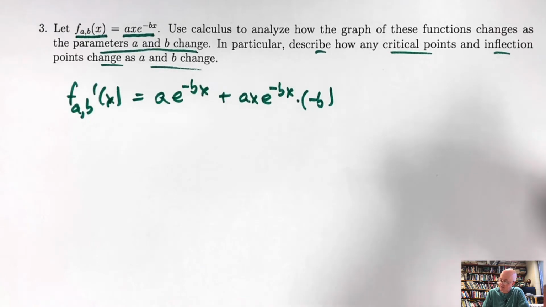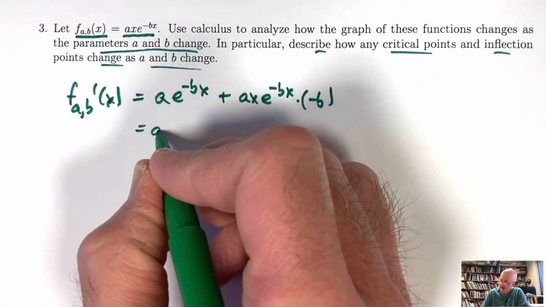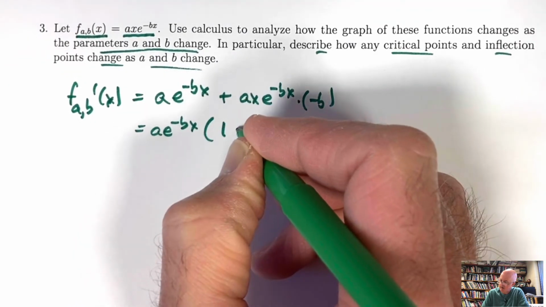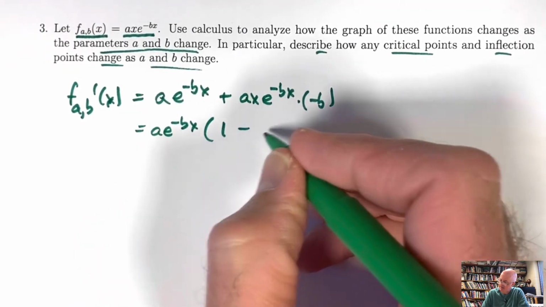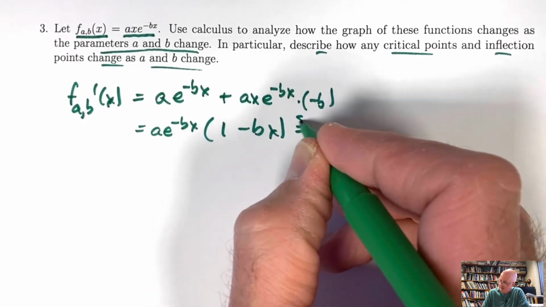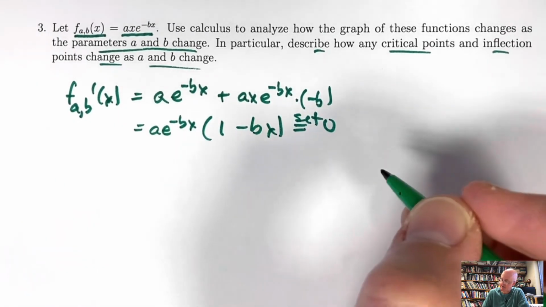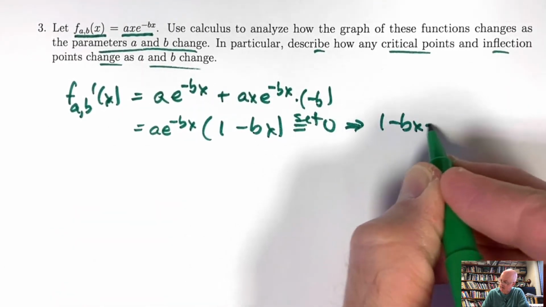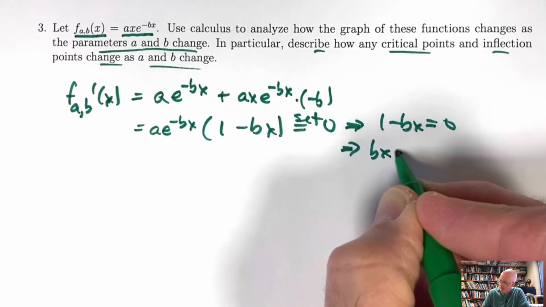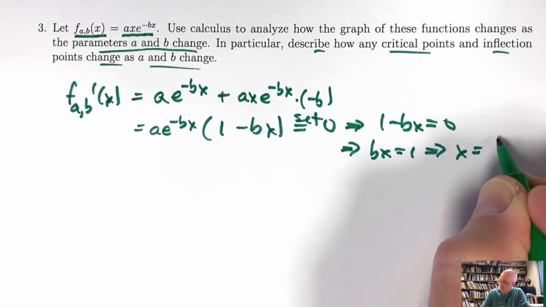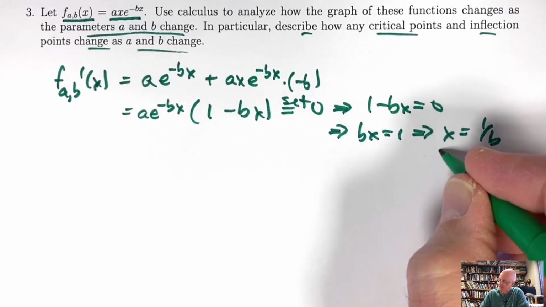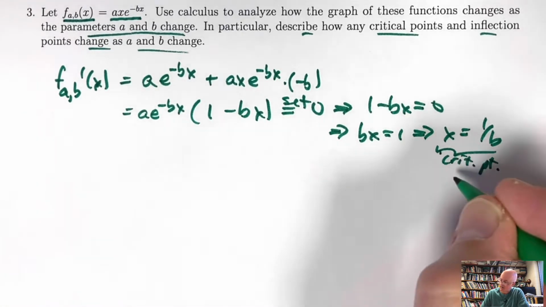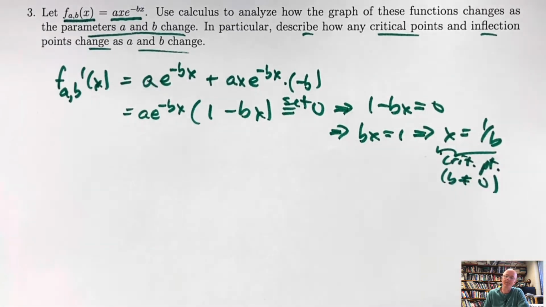As always, it's good to factor as much as possible. We can factor out an a e to the negative bx out of these two terms. What's left over in the first term is 1, and with the second term is going to be minus bx. Factoring helps us see where this is going to be 0. I set this equal to 0 and solve for x. This is never 0, so this means 1 minus bx is 0, which means bx is 1, which means x is 1 over b. So there's your critical point, at least as long as b is non-zero, because then you'd be dividing by 0.